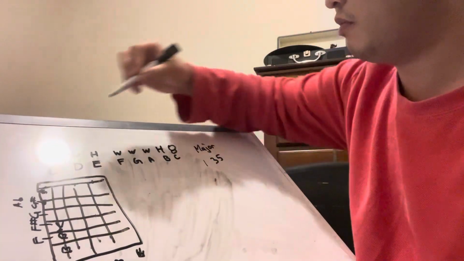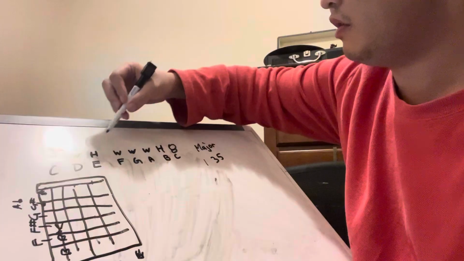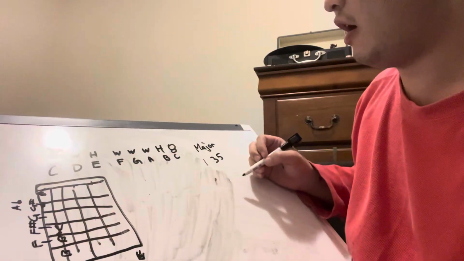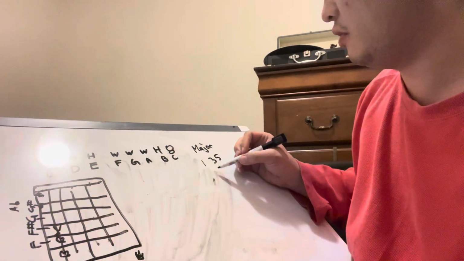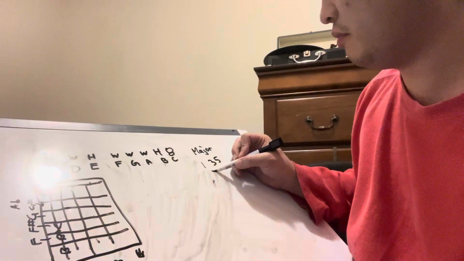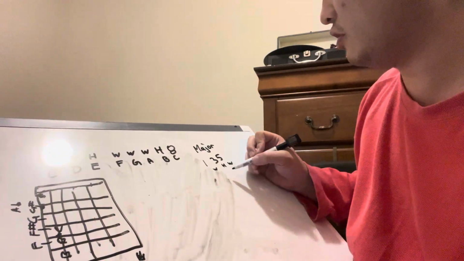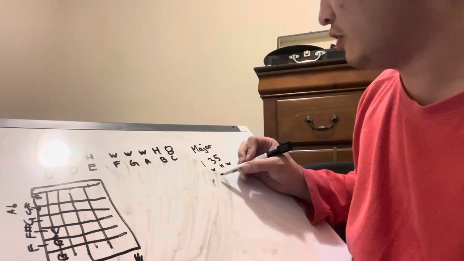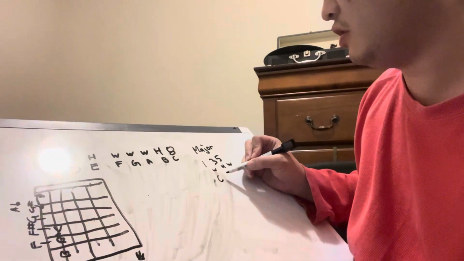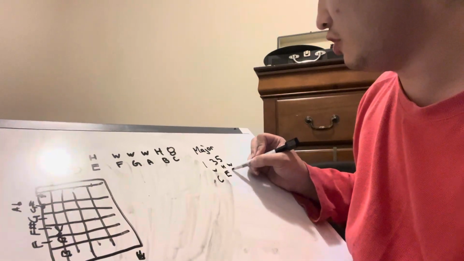So it is like 1, 3, 5. A whole step, half step, whole step. A whole step, half step, and a whole step. So it's basically what a major key looks like. And it is a C, E, and G.